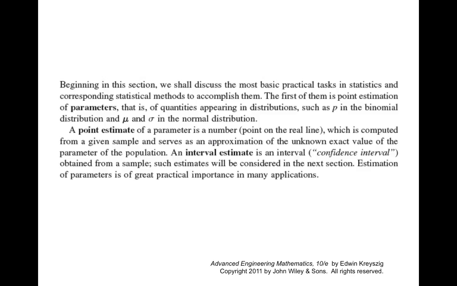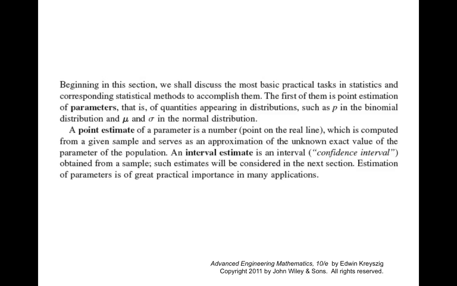So basically what happens here is you're going to make a point estimation of parameters. Parameters are quantities that appear in distributions like p in the binomial distribution, the mean, the variance, and the standard deviation in the normal distribution. And so a point estimate of a parameter is a number that's computed for a given sample, and it serves as an approximation of the unknown exact value of the parameter of the population.